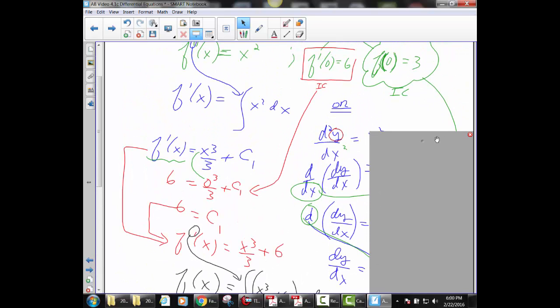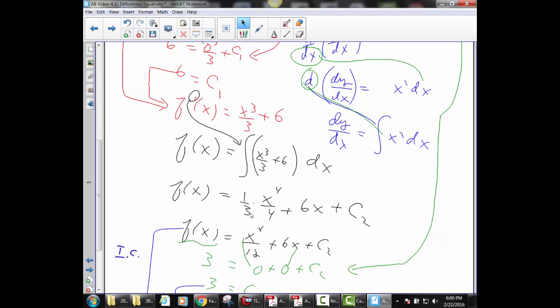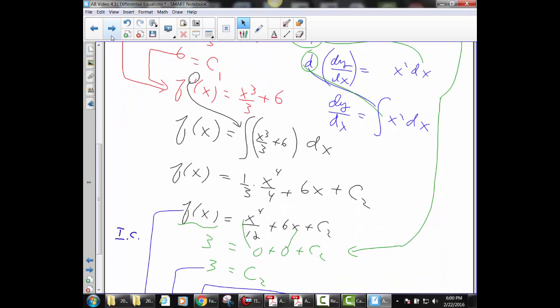Now, the other way of doing it is to look at it as d squared y over dx squared equals x squared. The second derivative is d dx of the first derivative. Send the dx to the other side, get rid of the d by integrating, etc. And then you get to the same place.